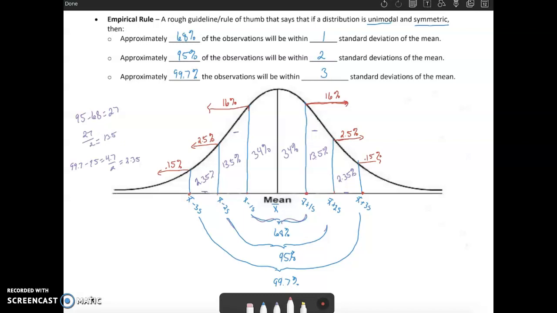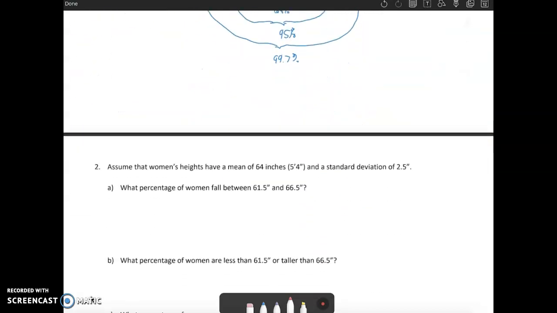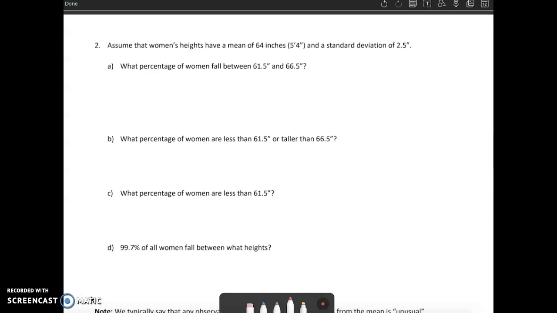Most of them that you see will only have that 68, 95, and 99.7 labeled. But using this, you have every possible piece labeled, and you may want to use this on some of your assignments when you're asked to find certain values. So let's go ahead and look how this could be used.